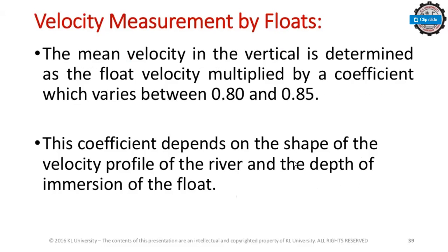The mean velocity in the vertical is determined as the float velocity multiplied by a coefficient which varies between 0.80 and 0.85. This coefficient depends on the shape of the velocity profile of the river and the depth of immersion of the float.